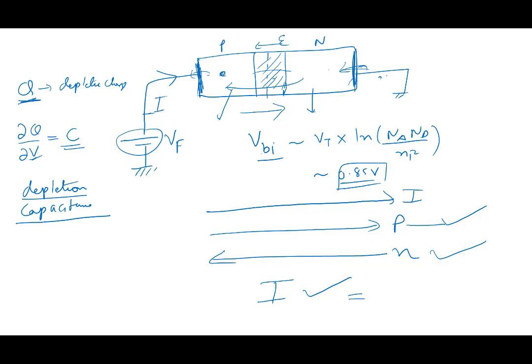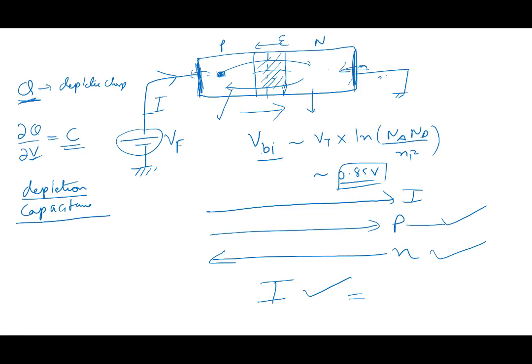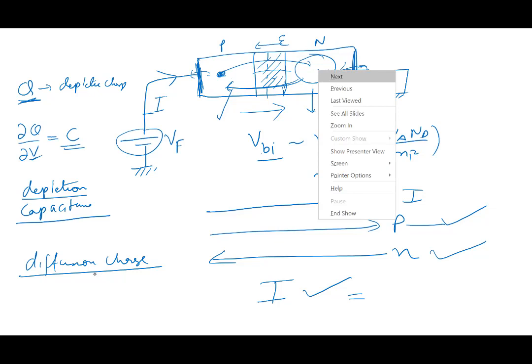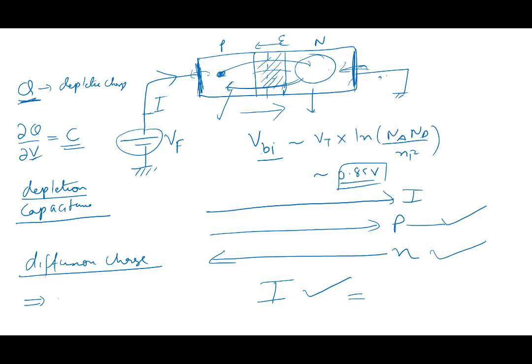Not only that, note that these holes that go here, when you inject holes, holes carry what? Positive charge. So are you creating a positive charge here? Holes are going over there, and electrons are coming over here. So there is also another charge, which we call the diffusion charge. These are mobile charges which have been injected. Electrons have been injected, holes have been injected. So there's a diffusion charge, and that gives rise to another capacitance called diffusion capacitance.